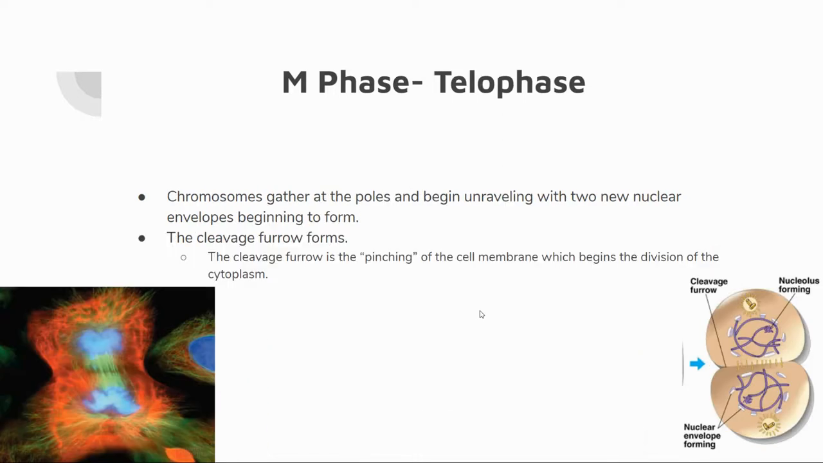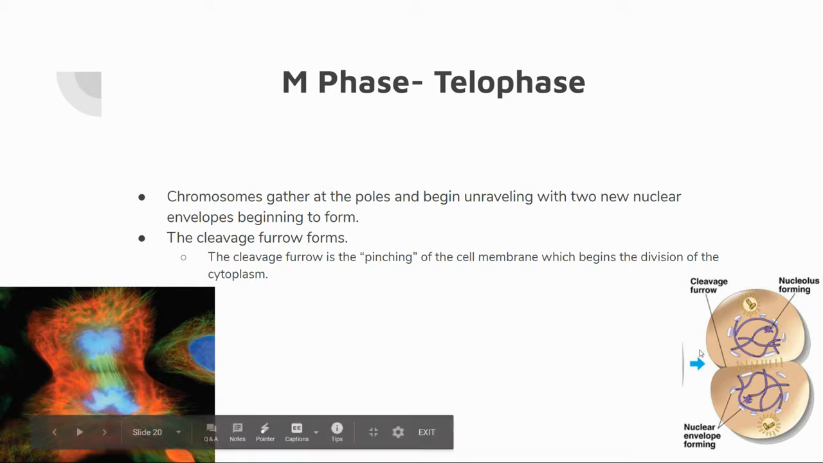Telophase is next. Chromosomes gather at the poles and begin unraveling with two new nuclear envelopes beginning to form. The cleavage furrow forms, and what the cleavage furrow is where the two new cells begin to pinch away from each other. And we can also see this here. We see an indentation happening, what we would have considered during the M phase as the center or the equator of the cell.